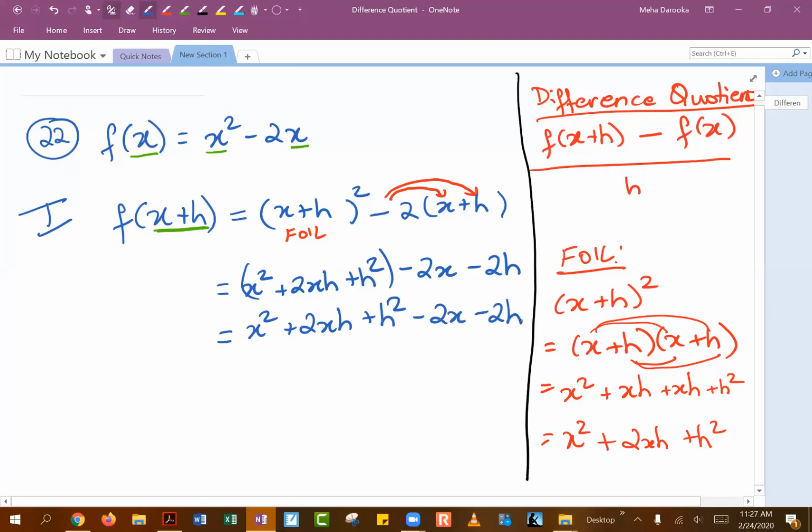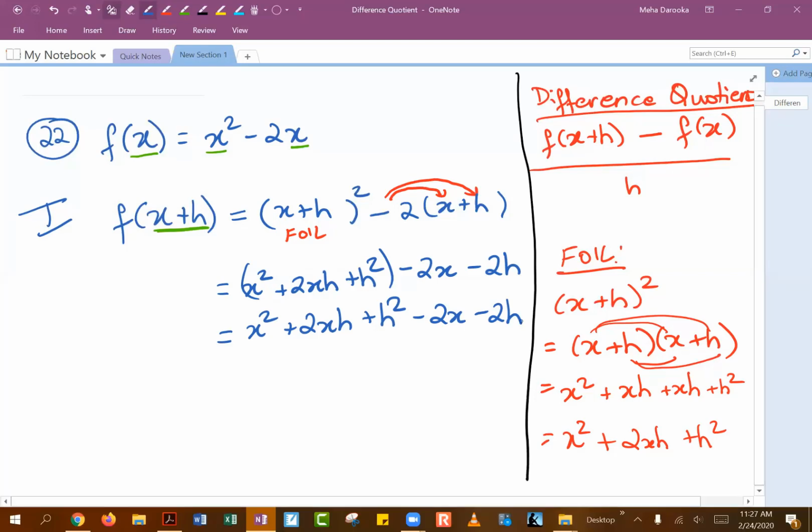Can we simplify any of those terms? Combine them, cancel them, any of that? No, right? Nothing is in common. Okay. So that's kind of my first step, right? Just finding the f of x plus h function.